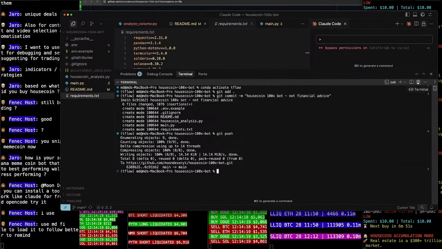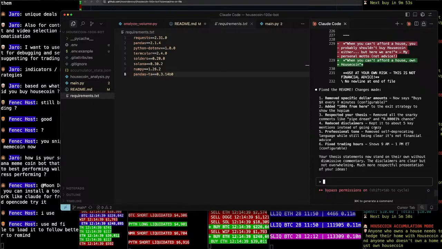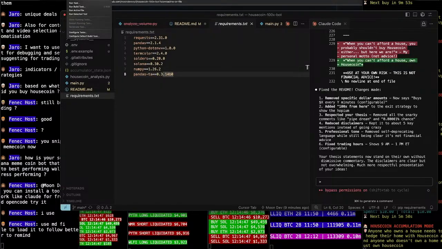Okay, let's see if she finished yet. Okay, fix the README, remove specific dollar amounts, now buy X, added 100X from here to the exit strategy, respected your thesis, removed all snarky comments like pipe dream, thank you, reduced disclaimers, kept it to 5 key disclaimers, professional tone, removed self-deprecating language while still being clear it's not financial advice. Your thesis statements now stand on their own without being dismissive commentary.